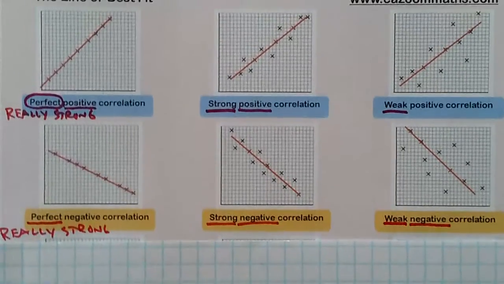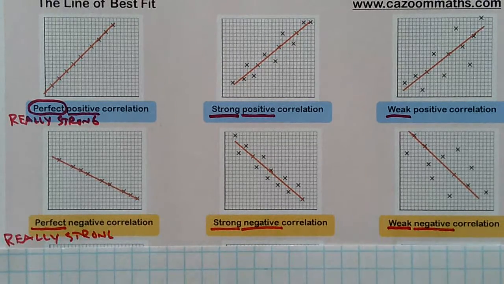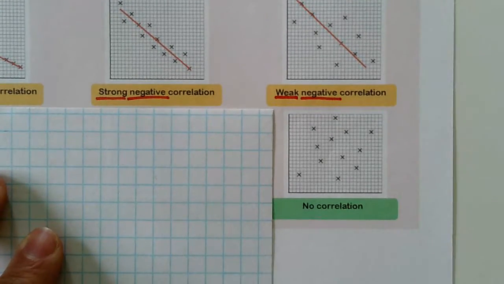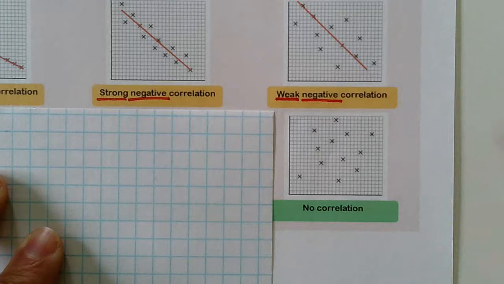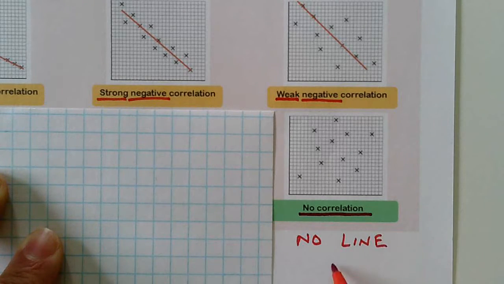If you want to just pause it and compare those six graphs, I would do that now. And then the last one we're going to look at is no correlation. This is where we don't see any kind of trend going in a positive or a negative direction. They're just all over the place. So no correlation, no line of fit. I should say best fit. And that's why there's no red line on that graph.